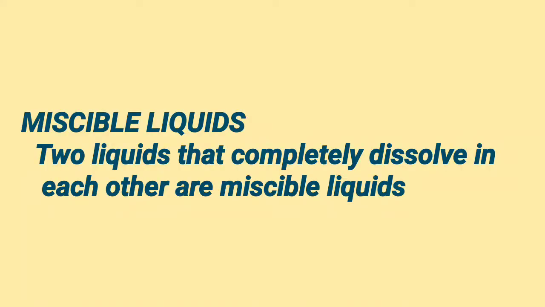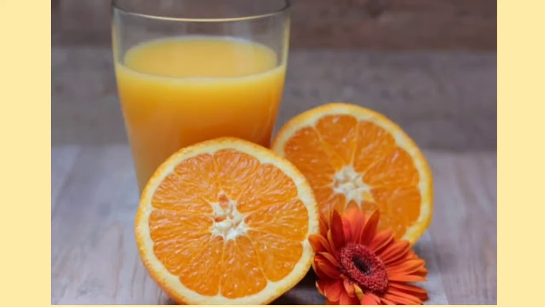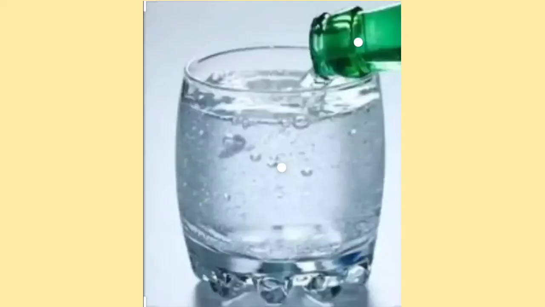Definition of miscible liquids: two liquids that completely dissolve in each other are known as miscible liquids. Examples of miscible liquids are orange juice and cold drinks. These are miscible liquids.